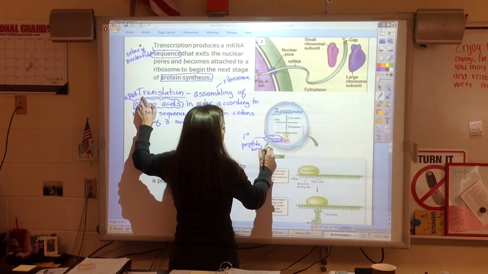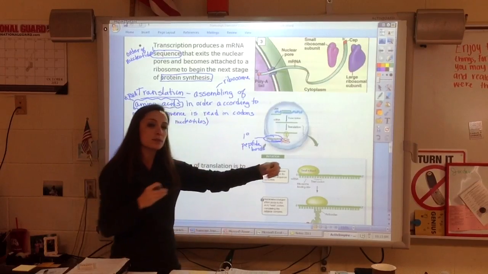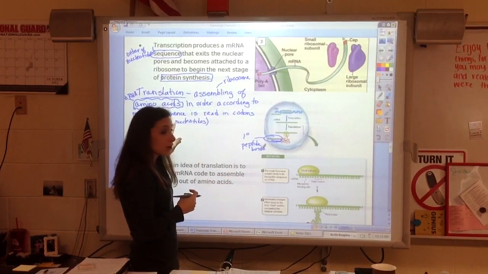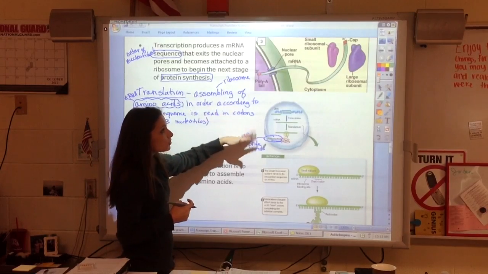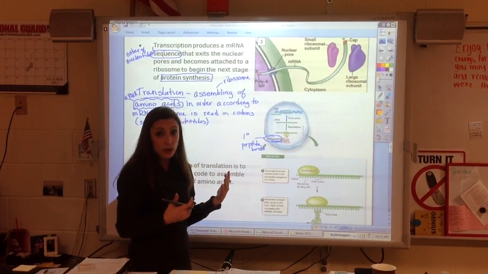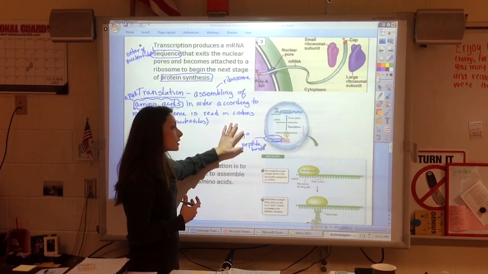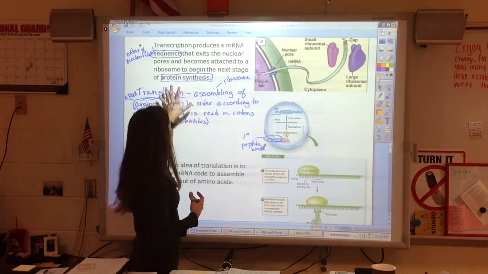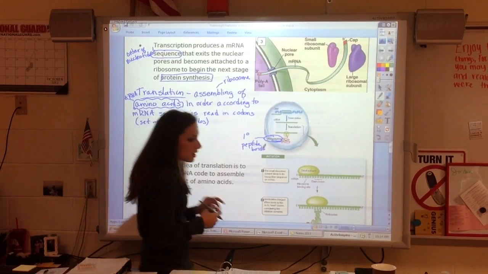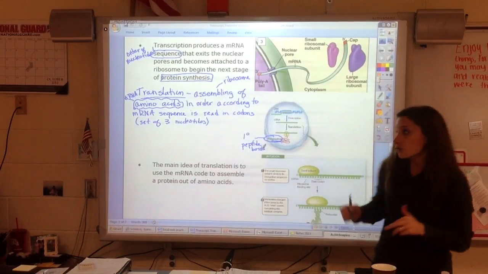So all that translation is going to do is put those amino acids in the correct sequence or order according to the mRNA. We won't have a functional protein until it does all the coiling and the folding. So the primary sequence, remember, is that first stage, and that's what we'll have at the end of translation. So we want to look at what exactly is going on in translation.